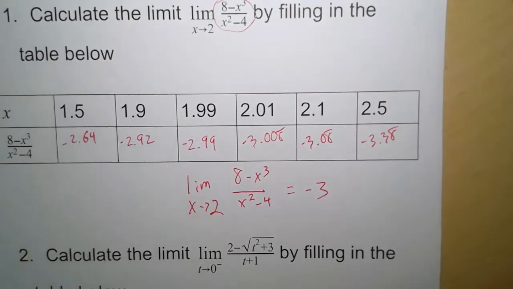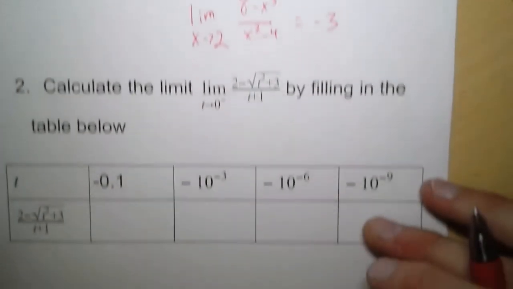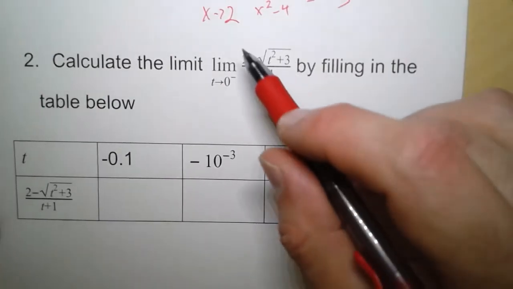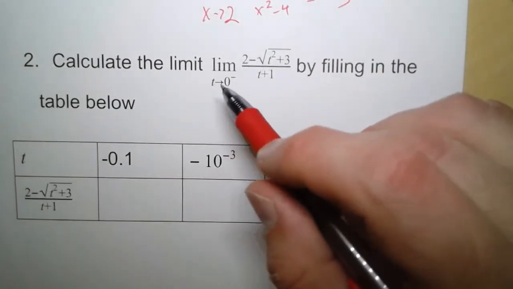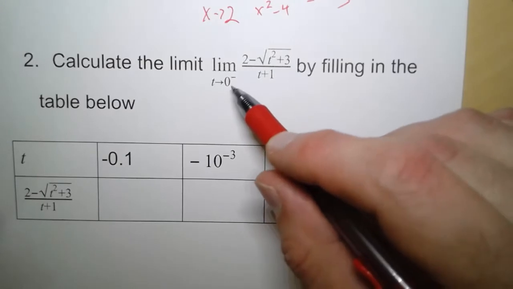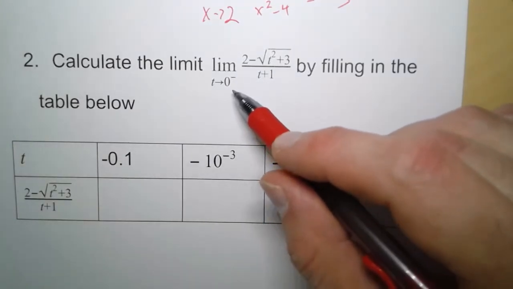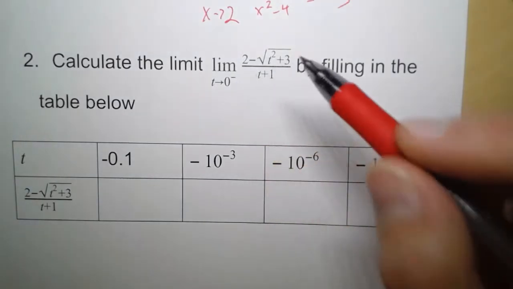So let's look at the next one. Here we're finding the limit of this function as t, we're now using t instead of x, approaches 0. Now this negative means that it's approaching from the negative side.